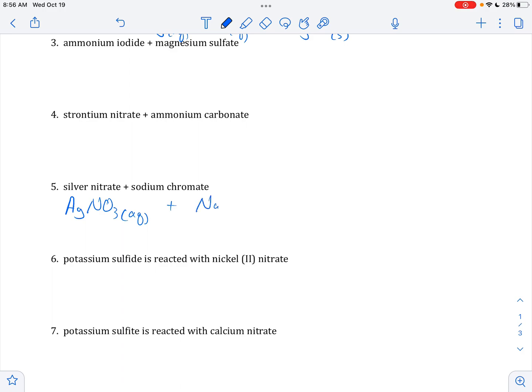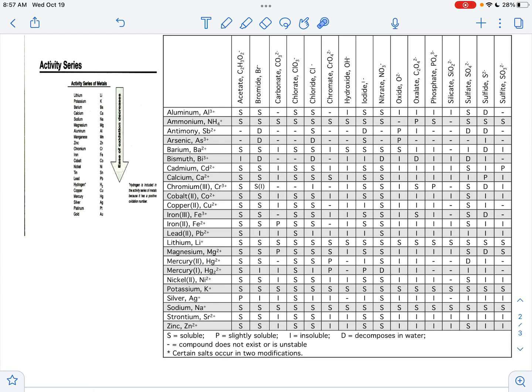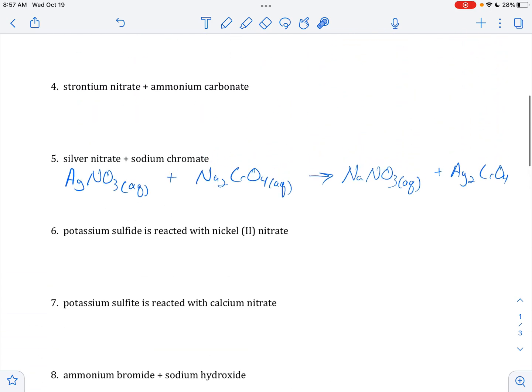Sodium chromate, Na2CrO4. And it's got sodium in it, and sodium is always aqueous. Produces sodium nitrate, which is going to be aqueous. It's got nitrate and it's got sodium in it. And silver chromate. If I look up silver chromate on my solubility chart down here, I'm going to see that silver chromate is insoluble. And so that's my solid product.